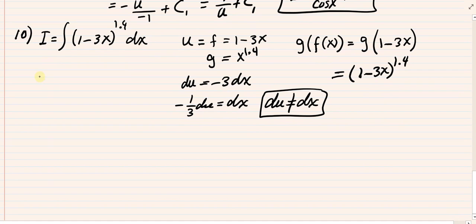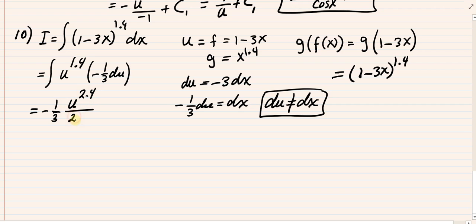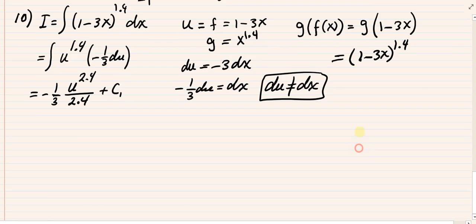We can substitute in here, and instead of 1 minus 3x, I'm just going to call that u to the 1.4 power, and then dx was negative 1/3 du, true? Negative 1/3 of du. The constant comes outside of the integral. And for the integral of u to the 1.4, we add 1 to 1.4 and divide by the result of that. So it's going to be u to the 2.4 divided by 2.4 plus a constant of integration.